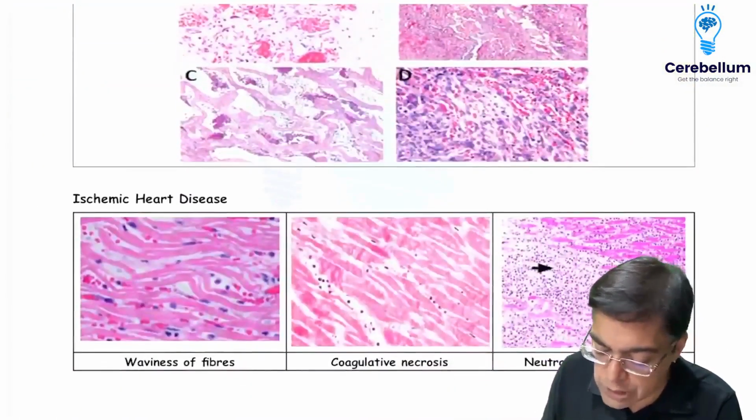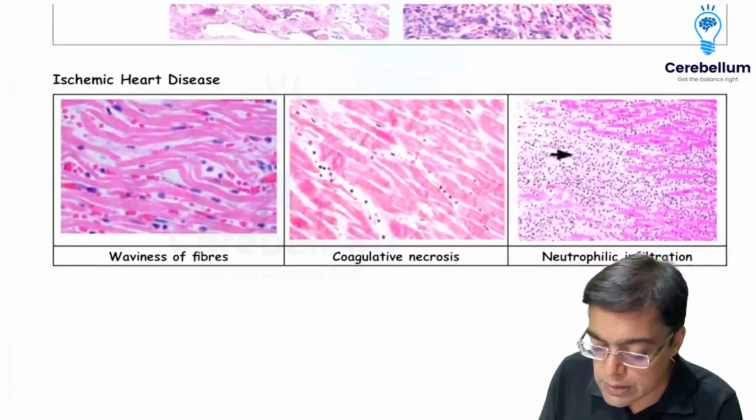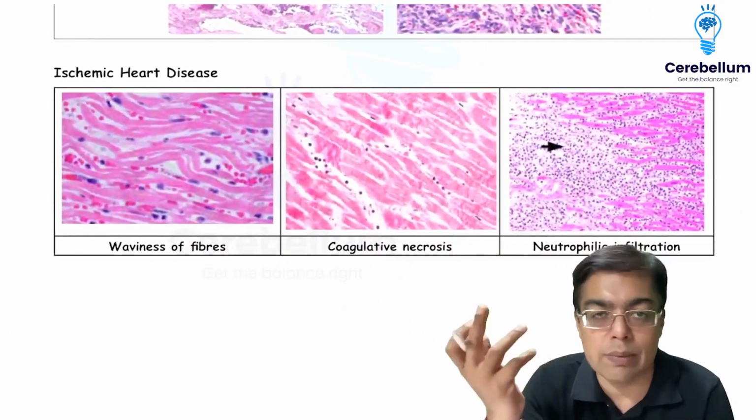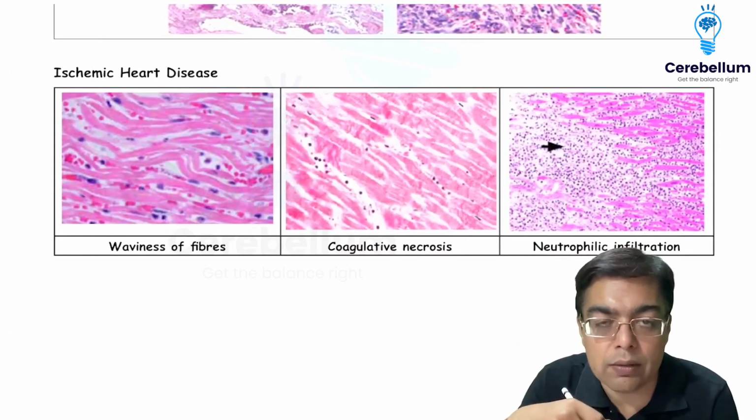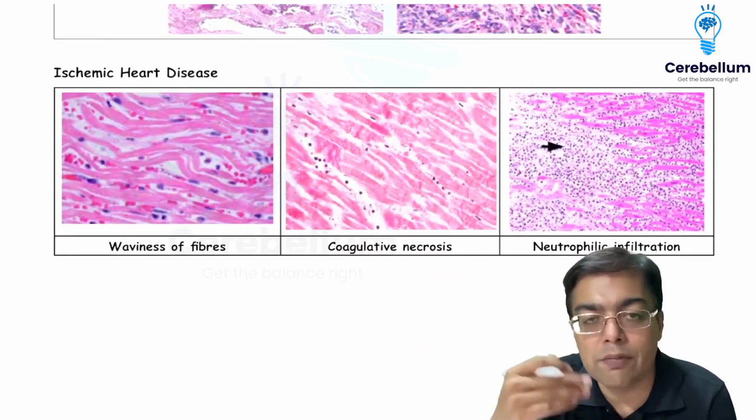Having a word now about ischemic heart disease. Ischemic heart disease is responsible for causing either a reversible cell injury, that is angina, or irreversible cardiac tissue injury in the form of myocardial infarction.